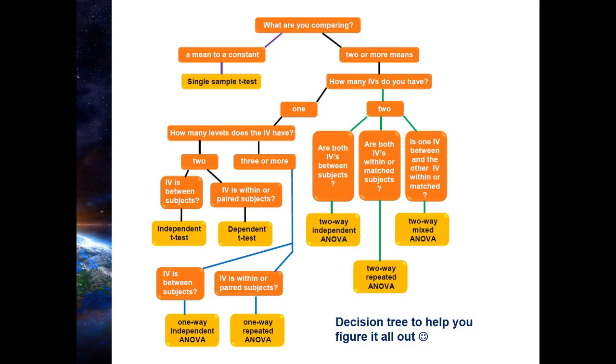It's a decision tree to help you figure out whether you should be using t-tests or ANOVAs in your particular experiment, okay? Now, why is it called a decision tree? Because you're going to follow branches, right? Some of you might not have heard of decision trees before. So you're going to follow branches.